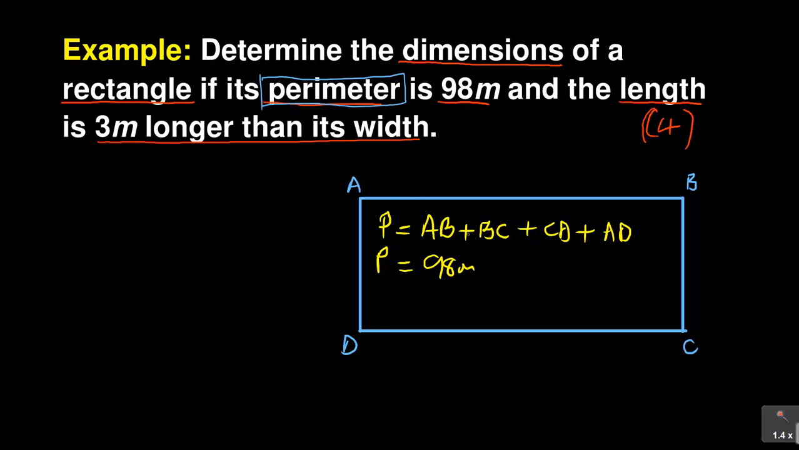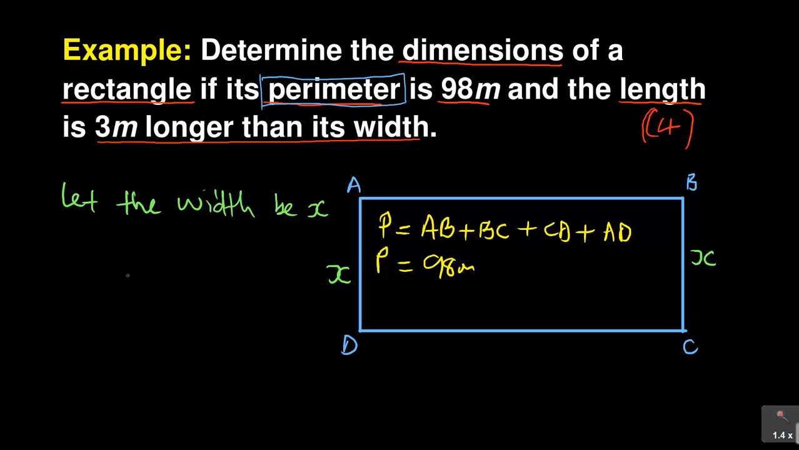And then the next information they are saying is the length is 3 meters longer than the width. So what we do at that stage, you can say let the width, because the width is the one that is shorter, be X. So now if the width is X, which means BC you have X, and then AD you have X meters, and then they said the length is 3 meters longer.